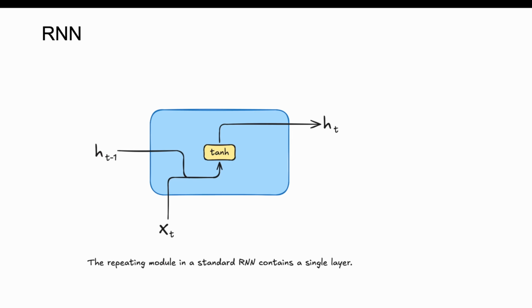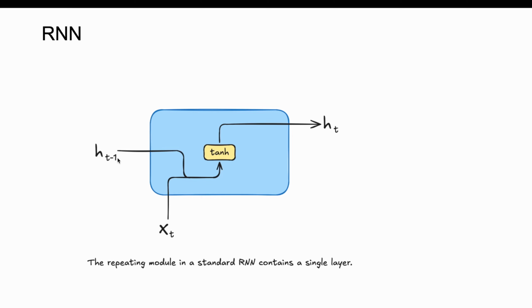So let's zoom into an RNN. This is the internals of an RNN, or recurrent neural network. This is a standard RNN where we have a single layer, a single tanh neural network layer. Here, it's not a single node or single neuron. This is a layer of neurons, so there will be multiple neurons here.